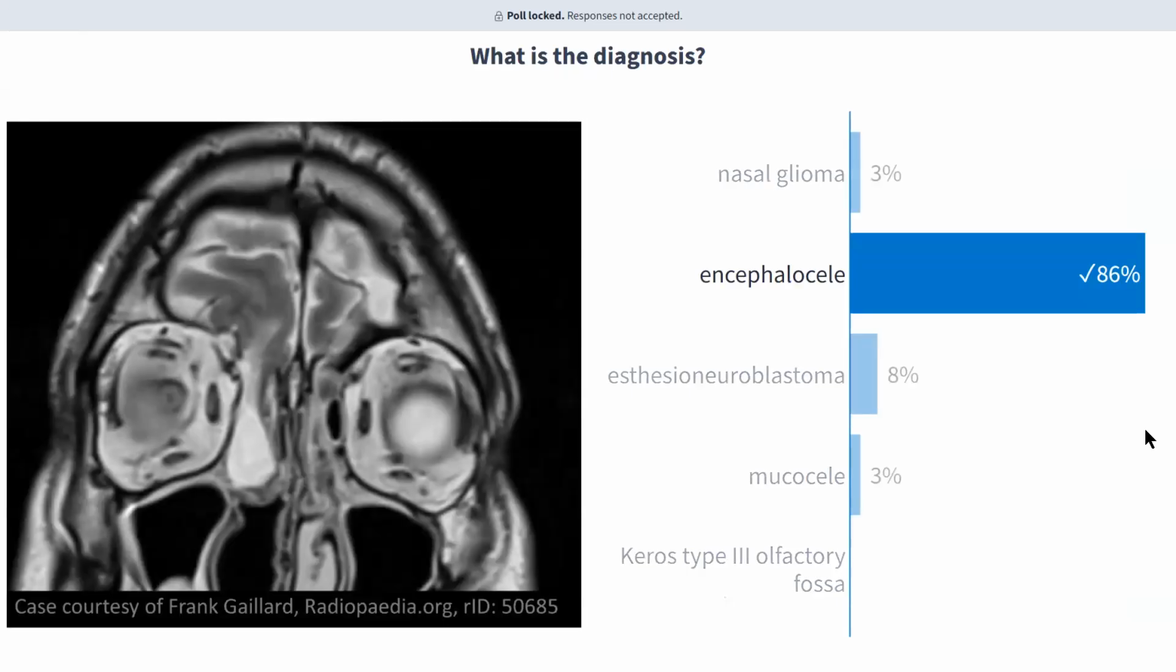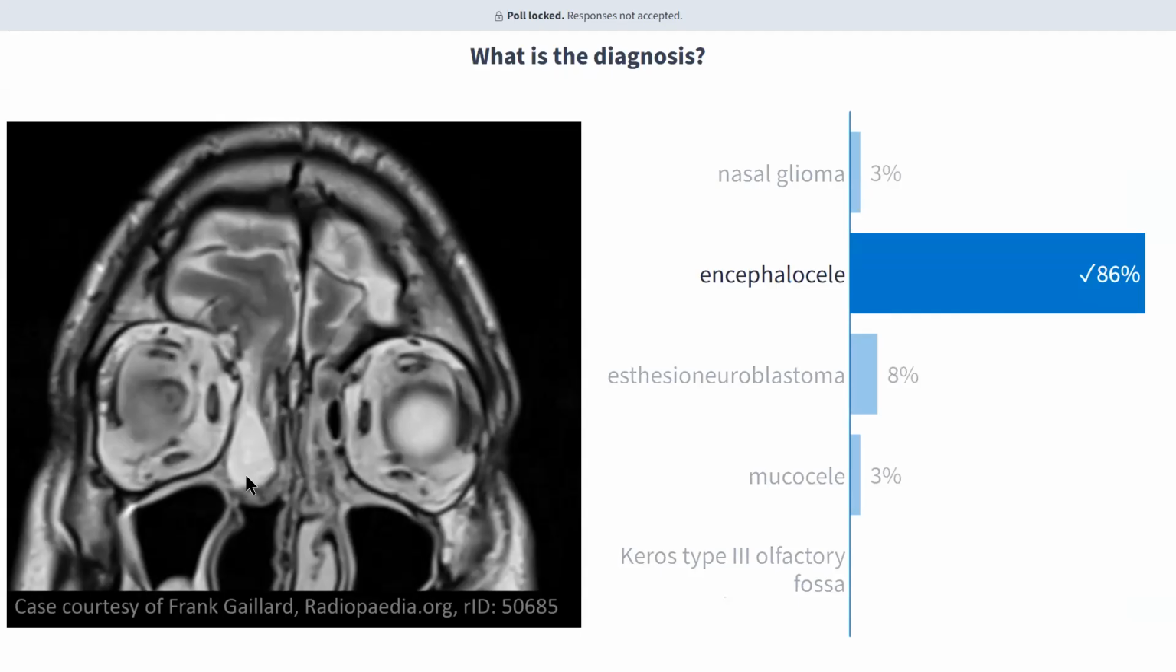Okay, 86%, vast majority got the answer correct, which is encephalocele. So what we see is a coronal T2 weighted image where part of the frontal lobe, you see the gray matter of the frontal lobe is extending below the level of the anterior skull base. But there's a large defect here at the fovea ethmoidalis. And part of this brain matter is gliotic, as you can see with the T2 hyperintensity here. And it's kind of tapering off to a point.